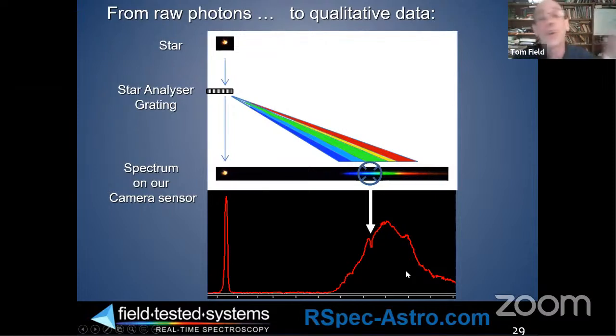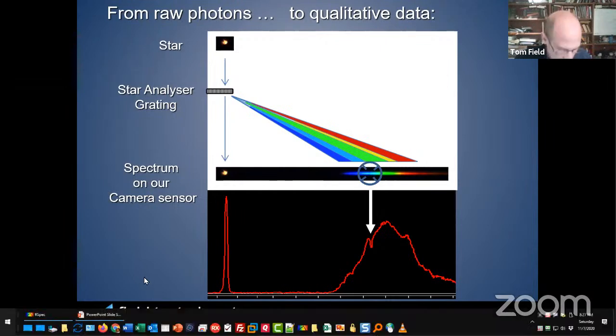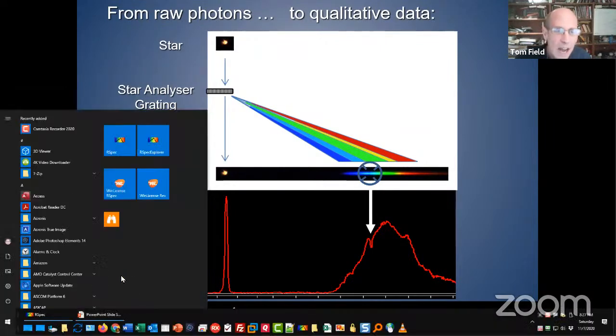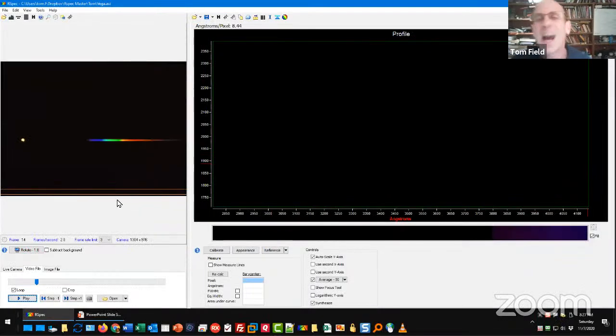I'll lose you if this turns into a software demonstration. I know I will. So I don't want to spend much time with this, but I do want to show you a screen or two because I think it's important for you to see how easy it is to do.